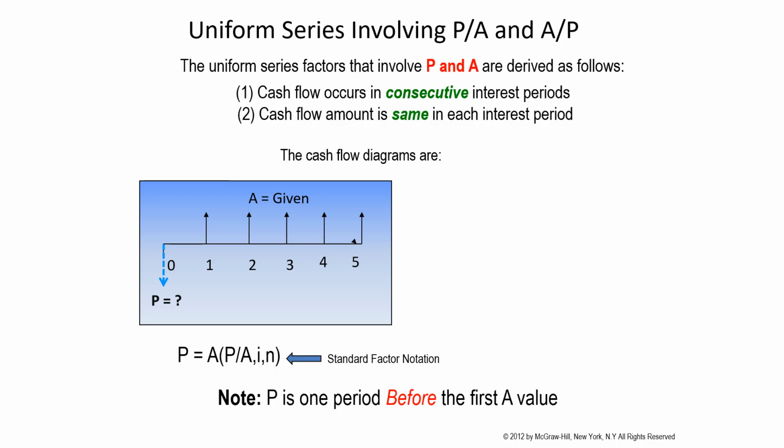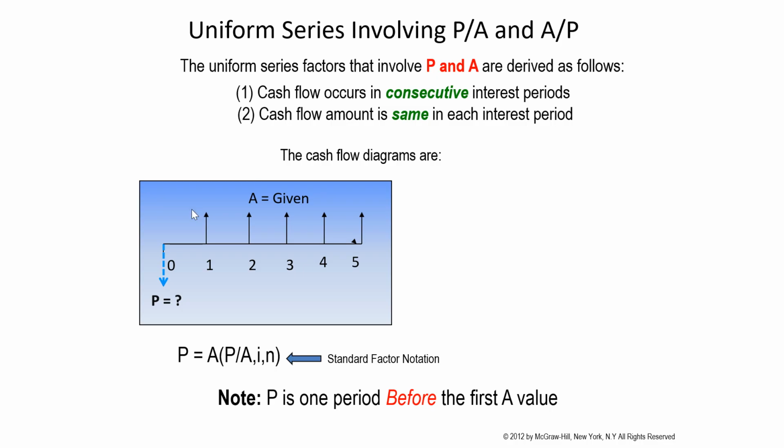Let's say you're getting $100 at 0, 1, 2, 3, 4, 5. Well, the find P given A still would only have an N of 5, even though there are 6 arrows. The arrow at time 0, if there was one, wouldn't count as part of the annual series. That would be some amount that's already at the present and not included in the annual series.